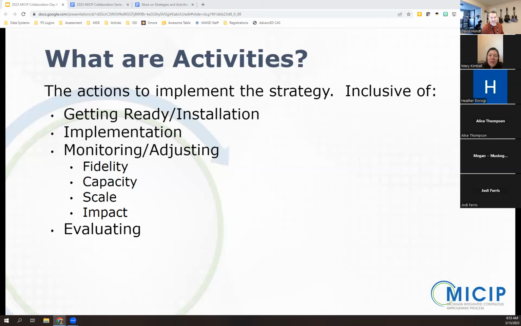Right. Yeah, so the what is the strategy, right? If I'm paraphrasing right, and then the how are the activities. Yeah, and then the who gets included in the activity piece. Yep. Awesome. Thank you, Mary. Any other thoughts on that?